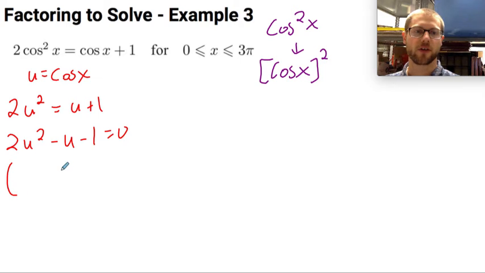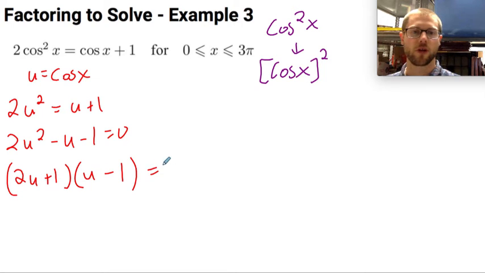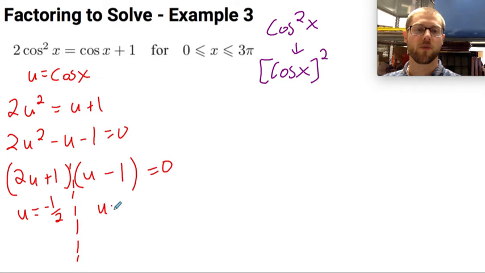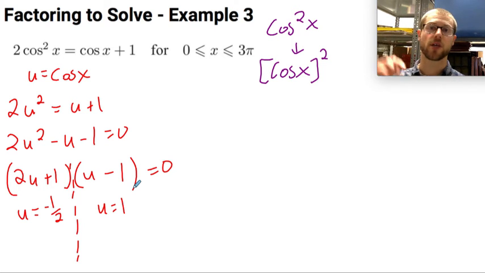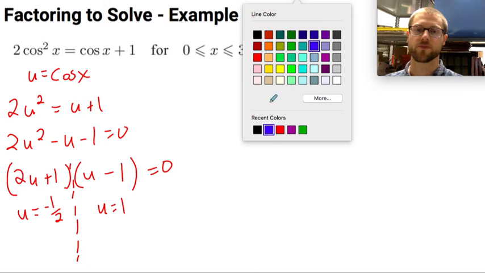And now I'm going to factor this quadratic. So I'll have 2u and a u, and it looks like I'm going to have a minus 1 over here and a plus 1 over here. All right, that's great. I factored this quadratic. I could solve for u. I could say u is going to equal negative 1/2, or u could equal 1. And that's all well and good, but I'm not solving for u. Like, really, there was no u to begin with. I want to solve for x. So now let's put our cosine of x back in for u.